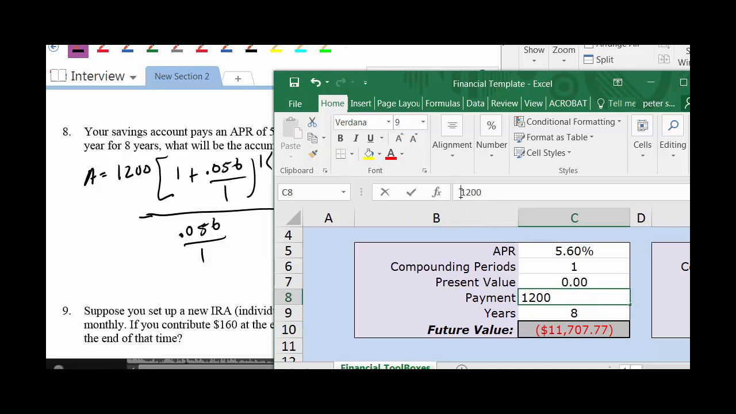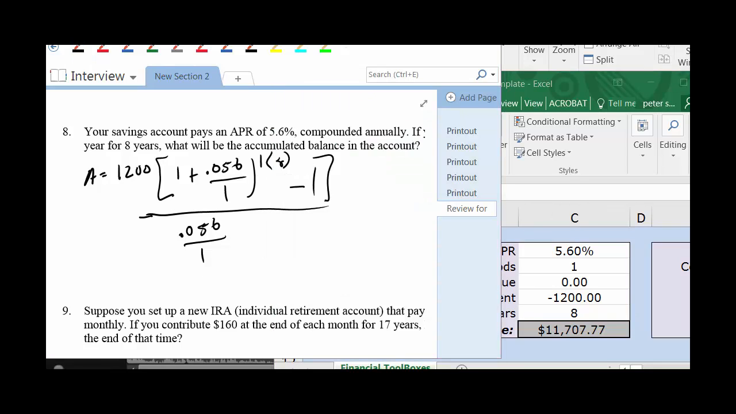Let me go back up here, because really when I'm giving $1,200, I'm, again, if you mess up the negative, it doesn't matter because you're still going to get the same number, 11,707.77. Okay, and it actually matches what you get in the calculator if you took the time to type it in.